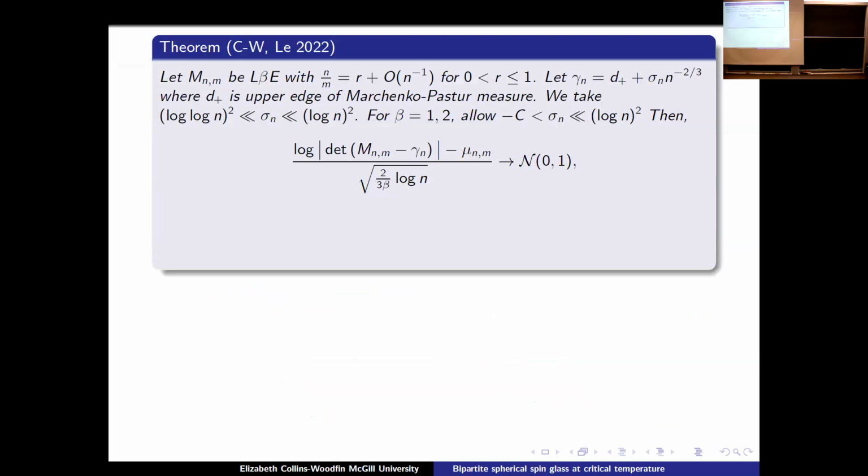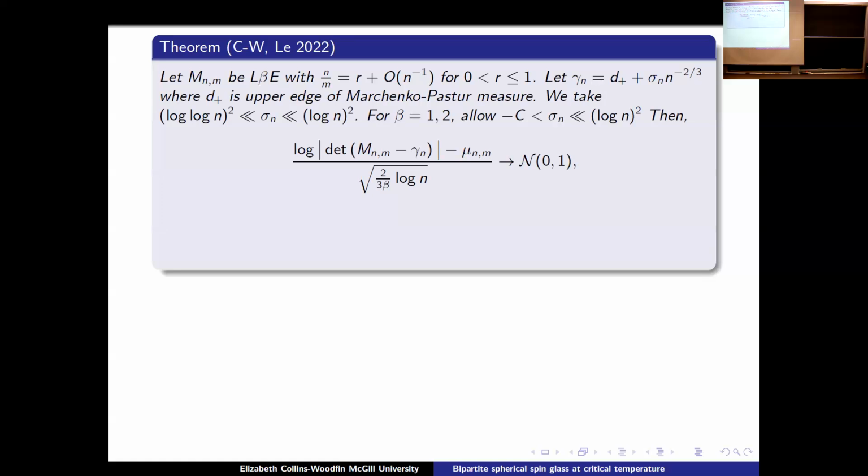And I want to talk about, so here, there was a question, I think you were asking about what we should assume about this gamma n. This is the more detailed version of it. So gamma n will be d plus, and then plus sigma n times n to the minus 2/3, where sigma n is some slowly growing function. So it can be log n squared up through log n squared.